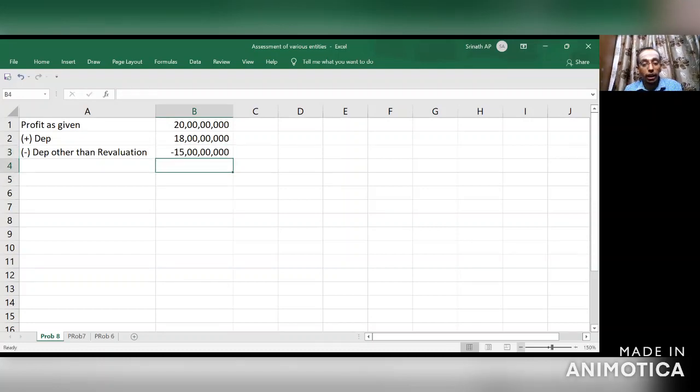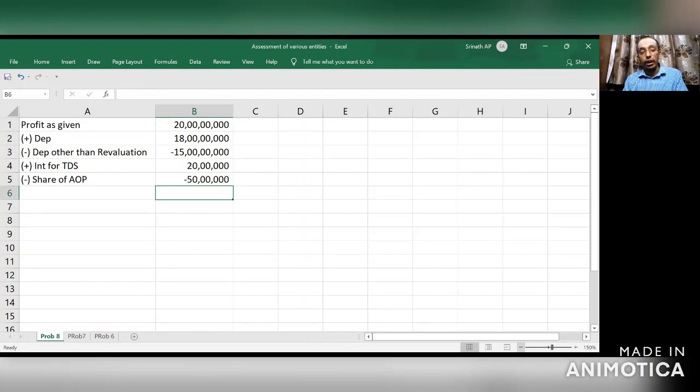It's a negative adjustment. Then interest. Interest for TDS. Any interest under the Income Tax Act you have to add back, 20 lakhs. Plus share of AOP income. AOP income is not taxable, so that has to be excluded. Correspondingly, we will also exclude any expenses. But in this problem, we have got only share of AOP, therefore only that has to be excluded.